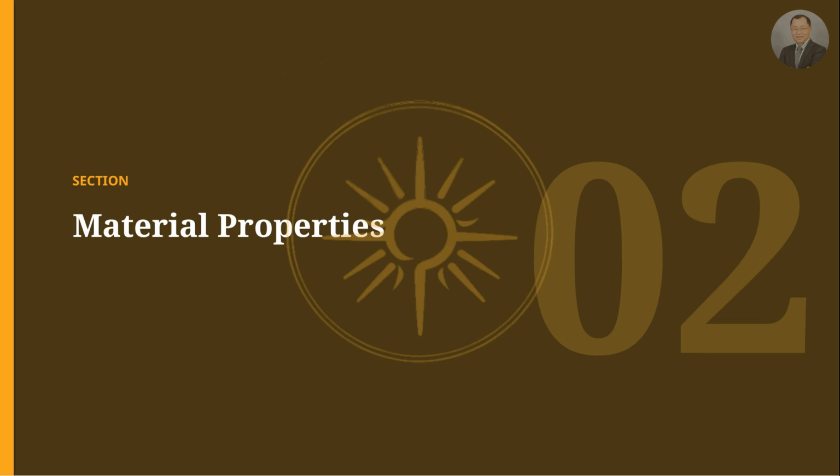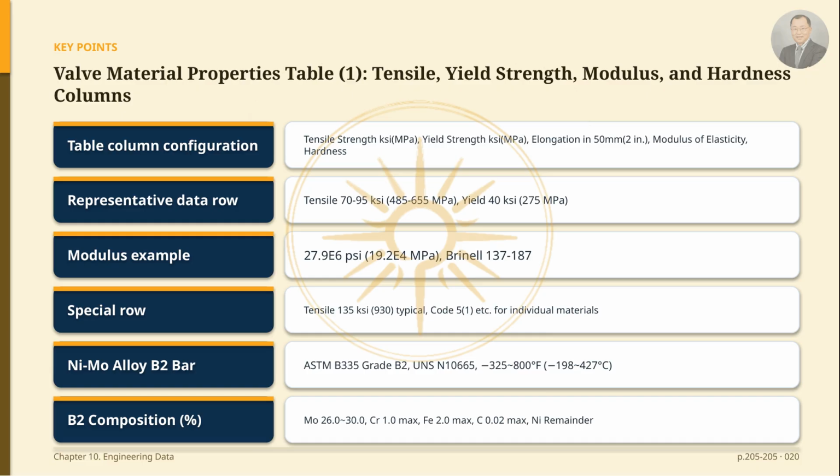Next, we turn to material properties. Here, I would like to introduce the column configuration and representative values of the valve material properties table for pressure-containing components. This table presents the minimum mechanical properties, showing tensile strength in both KSI and MPa units, yield strength also in KSI and MPa, followed by elongation in a 2 inches, 50 millimeters, gauge length, modulus of elasticity, and hardness.